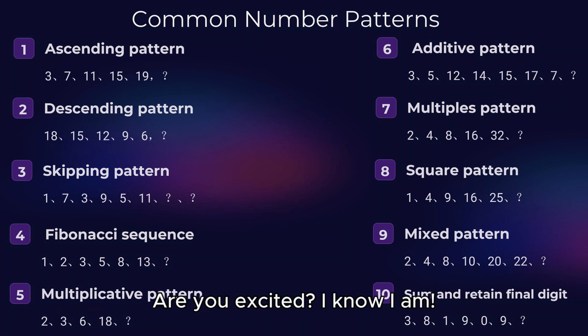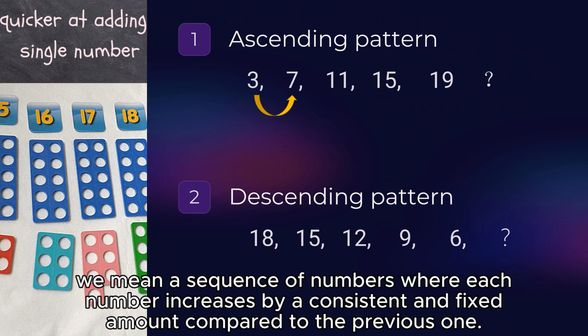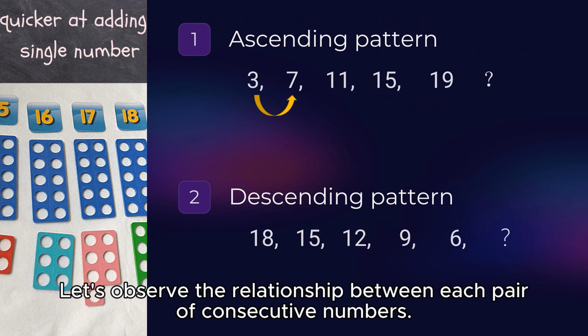Are you excited? When we talk about an ascending pattern, we mean a sequence of numbers where each number increases by a consistent and fixed amount compared to the previous one. In this example, the sequence is 3, 7, 11, 15, 19. Let's observe the relationship between each pair of consecutive numbers.